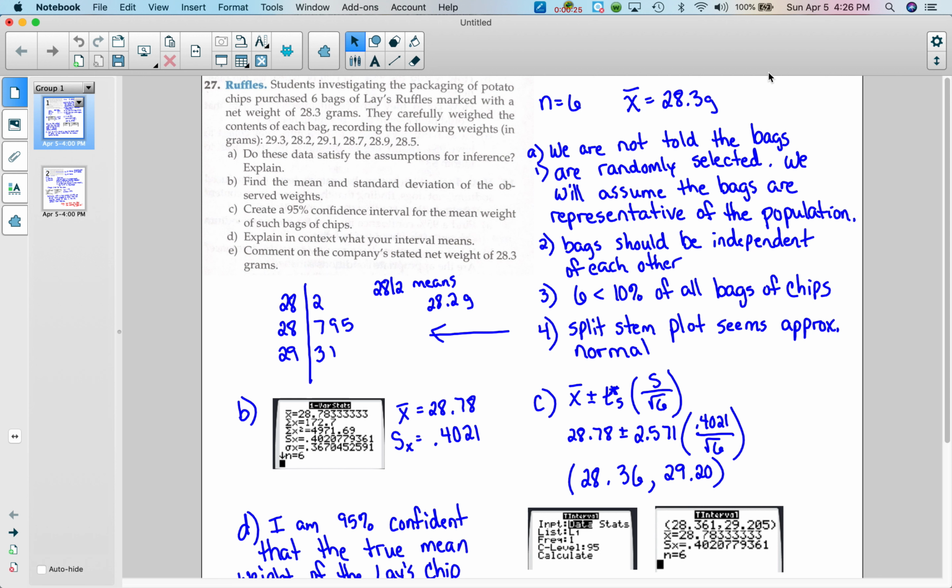Do these data satisfy the assumptions for inference? Explain. So I started off, I wrote these down as I was reading the problem. We are not told the bags are randomly selected, but I'm going to make the assumption that the bags are representative of the population of all the bags produced. Secondly, since I'm making that assumption, the bags should be independent of each other. The third thing, the 6 bags, definitely less than 10% of all bags of chips.